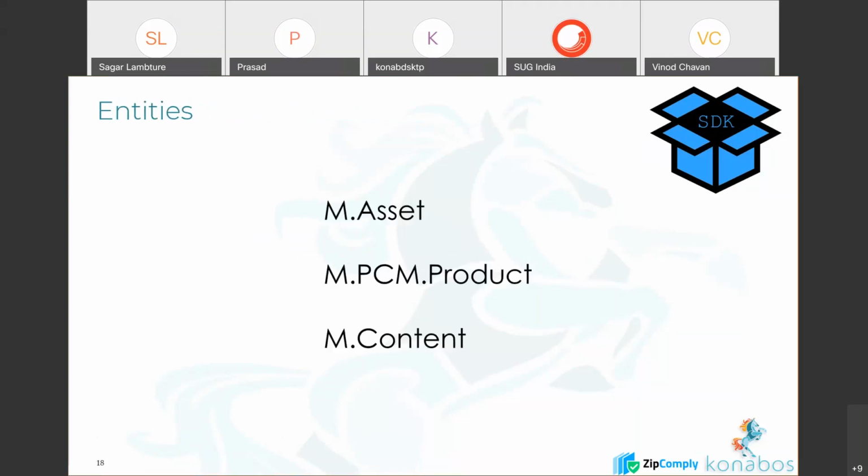In terms of the major entities, there are several entities in Content Hub. Three of the major ones I would like to call out are m.asset, which is used in digital asset management, DAM; m.pcm.product, which is used in product content management; and m.content, which is used in the content marketing platform, CMP. There are other entities, like I mentioned, such as product families, catalogs, content types, or anything of that sort.